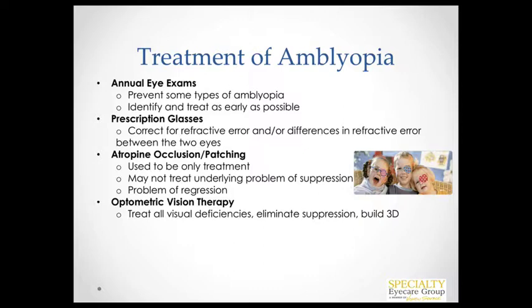And then there typically is what we call occlusion, which is either an eye patch or an eye drop that blurs the non-amblyopic eye. We are using that less and less as there are other options. And then there is optometric vision therapy. And that's where we're working on that whole developmental delay of the eye, not just the clarity on the eye chart.